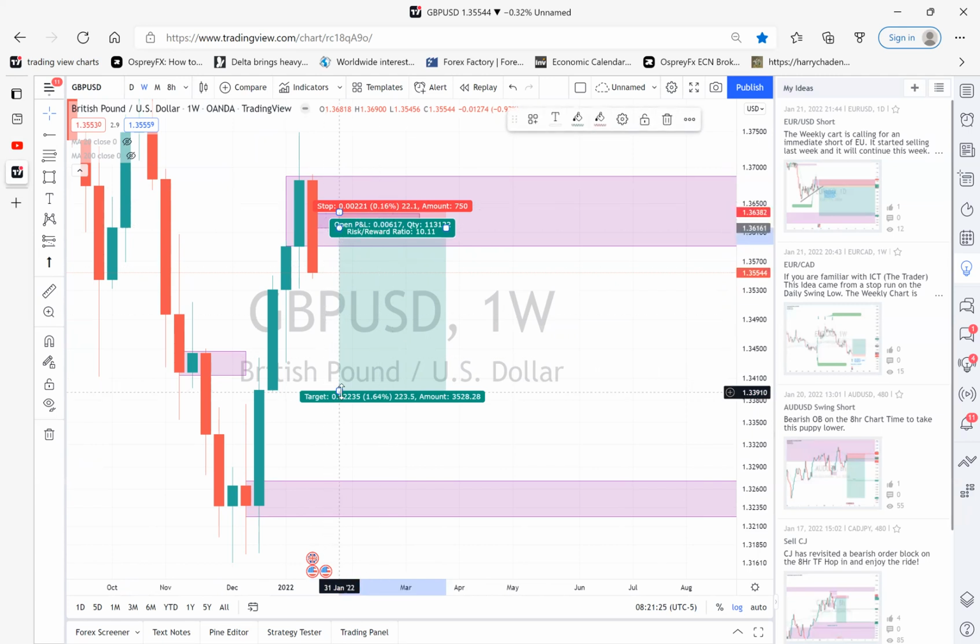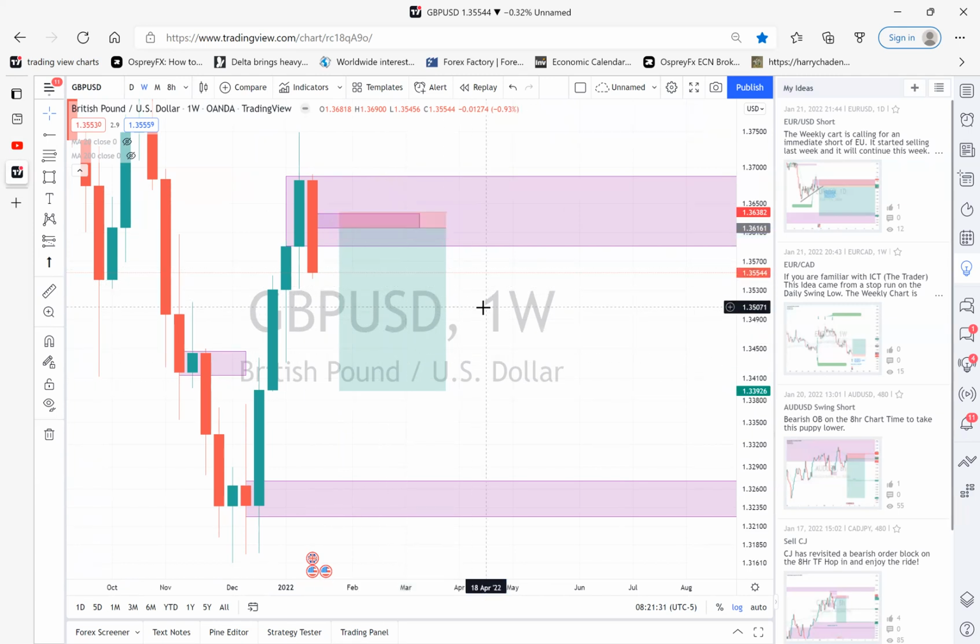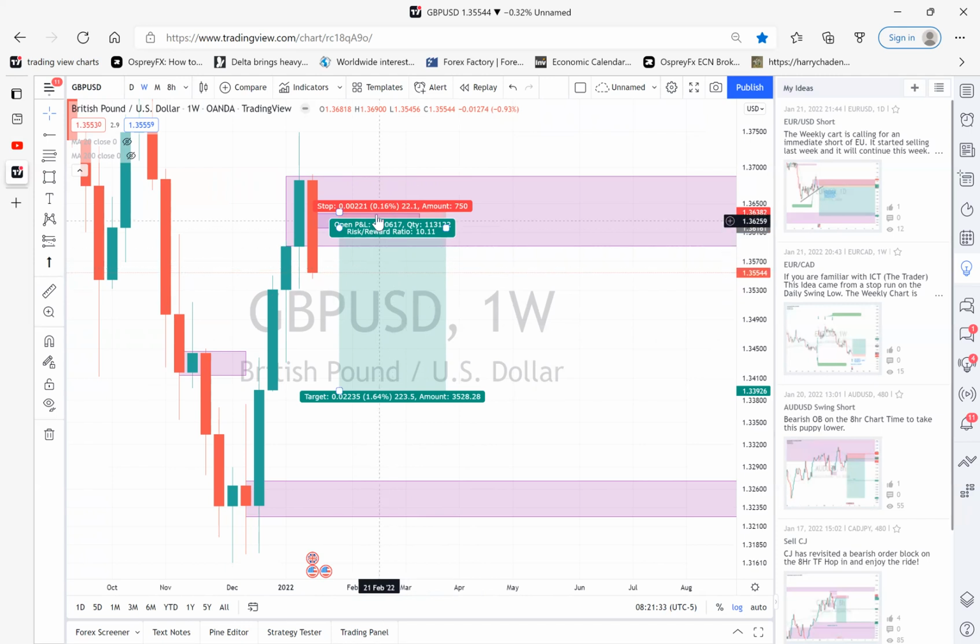You have a 22 pip stop loss on a weekly trade that gets you 225 pips. That's a 10 to 1. This is the trade that I want to be in. It's a 10 to 1. If I risk 1% and this trade pans out, I made 10% on my account. So if you have a $10,000 account and you risk $100, after this trade, you'll have $1,000 profit. Not too bad, not too bad.